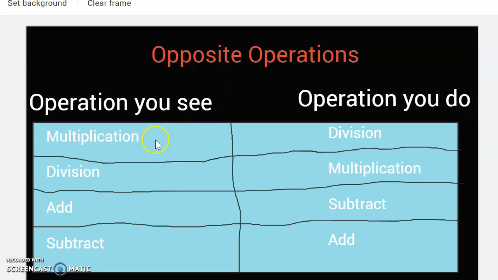So when you see multiplication, the opposite operation of that is going to be division. If you see division, opposite of that is multiplication. If you see addition, the opposite of that is to subtract. And if you see subtraction, the opposite of that is to do adding. So you're doing the opposite to move something from one side of the equal sign to the other.